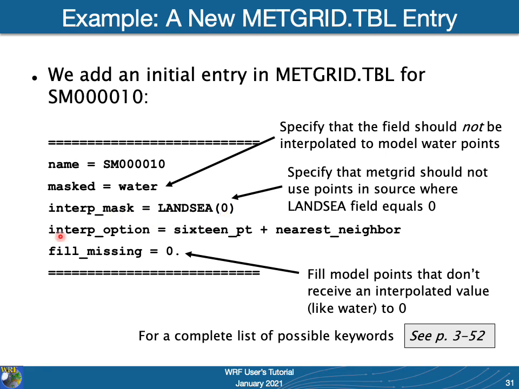We can specify a set of interpolation options to try, and we'll illustrate this on the next slide, but the idea is that wherever possible, the METGRID program will first try to use a 16-point interpolation stencil, and if for some reason that doesn't work, the METGRID program should just use a nearest neighbor interpolation. And then lastly, over any points where we couldn't or didn't interpolate a value, just fill those pixels in our model grid with a value of 0. So for example, we should expect all water points in our model domain to be filled in with a value of 0.